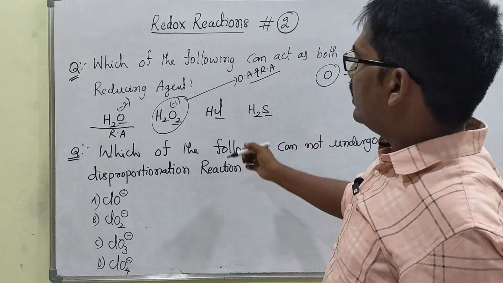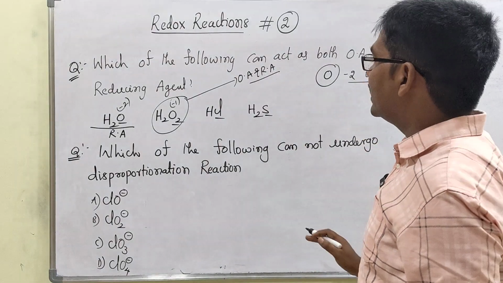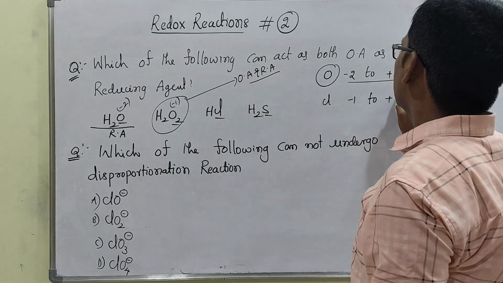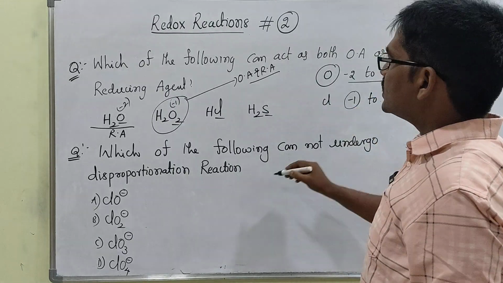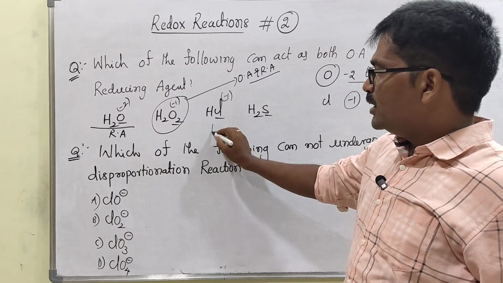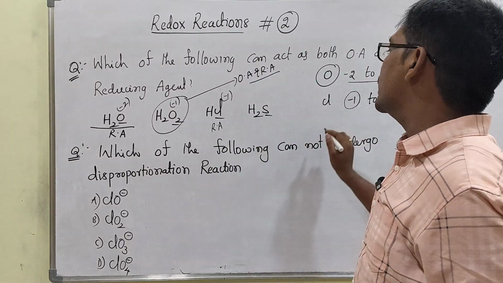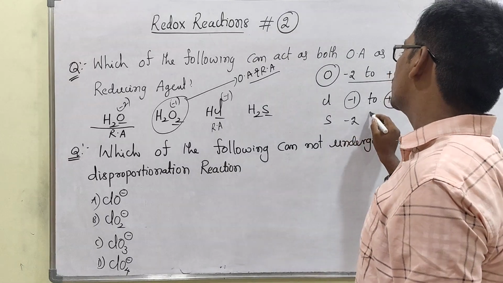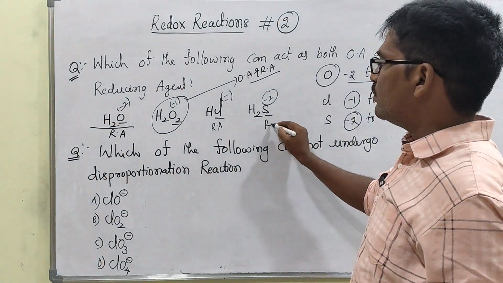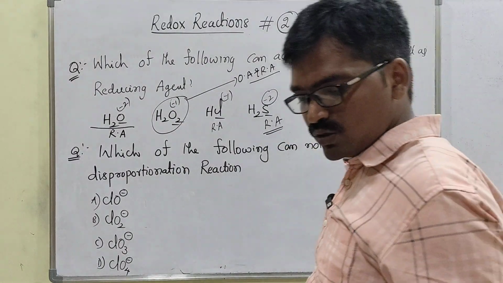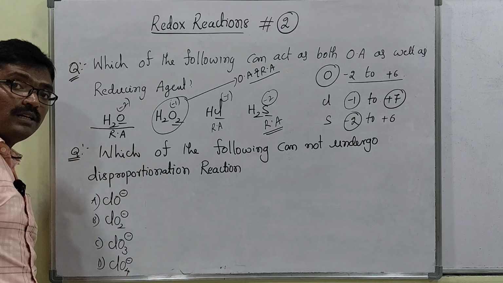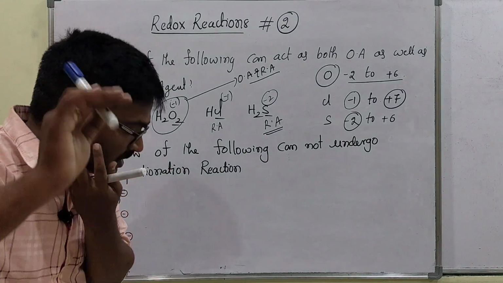Clear, my dear students? Then what about this HCl? Sir, in HCl, if you take chlorine, it is -1 oxidation state to +7. +7 is the highest, -1 is the lowest. So -1 is the lowest oxidation state, that works as a reducing agent. Then H2S, sulfur is a 16th group element, -2 to +6 is the oxidation state. So the lowest oxidation state works as a reducing agent, my dear students. So you have to remember that the lowest oxidation state works as a reducing agent, and the highest oxidation state works as an oxidizing agent.